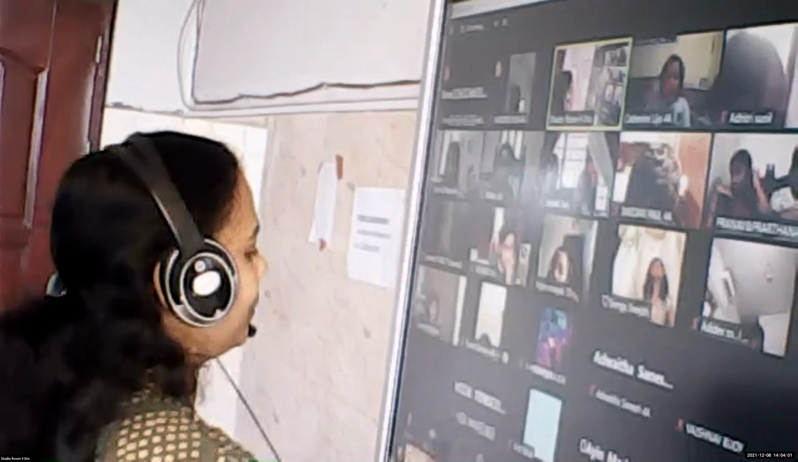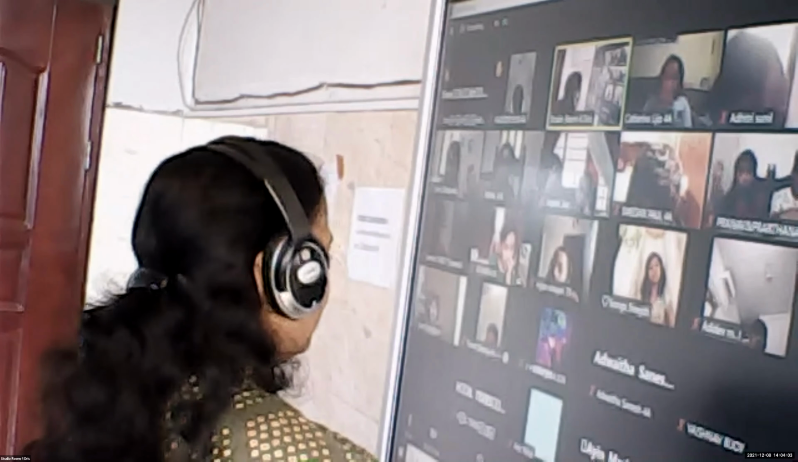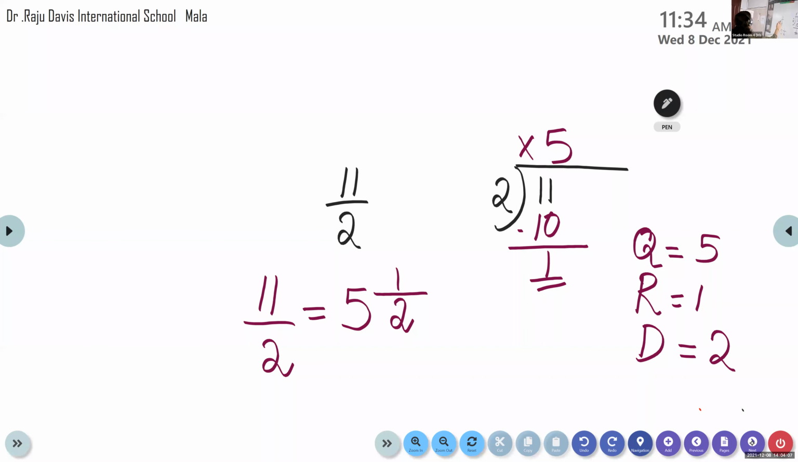Now check that, 11 by 2. We got here 5.5. So what do you have to do, children? You will multiply: 5 twos are 10, plus 1. What is 5 twos? 10. 10 plus 1 by 2, 11 by 2.